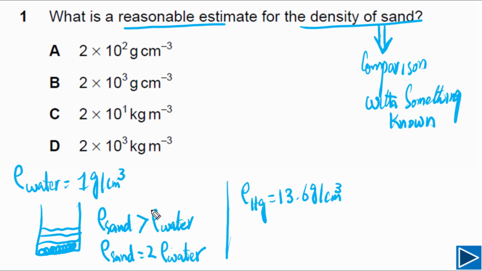Even if you don't know whether it is 2 times, 3 times, or 4 times, if you go through the options, you can find the answer very easily. First of all, the first option is telling us the density of sand is 200 times the density of water, so that is not a possible option because the density of mercury is only 13.6 times.